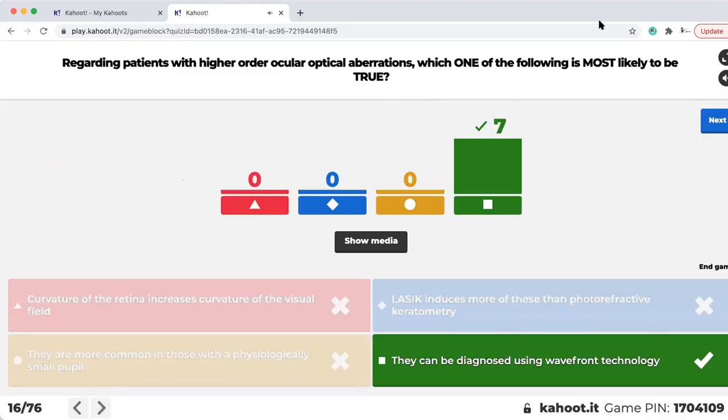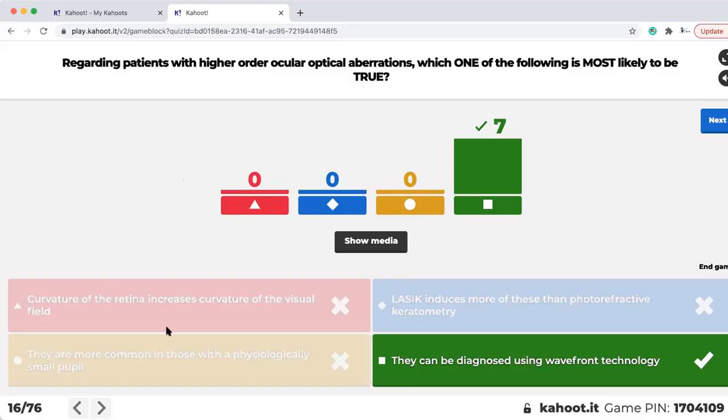Exactly, so all of you got it right. Patient with high order aberration. Which one of the following is most likely to be true? So first of all, let's define what is the higher order aberration. Well, the higher order aberrations are like specific distortions within the vision. It is due to distortions of the ocular structures, as the ocular structures are not perfectly aligned to each other, and are not perfectly aberration free. So they can cause some distortion in the vision.